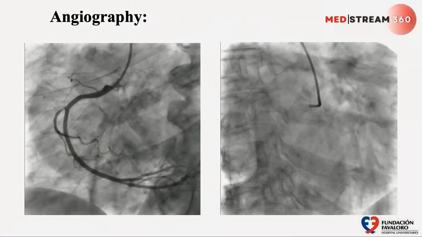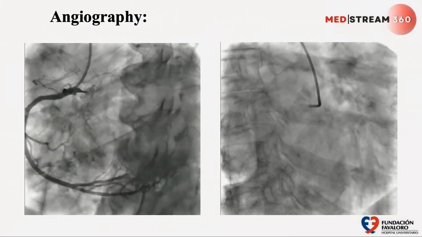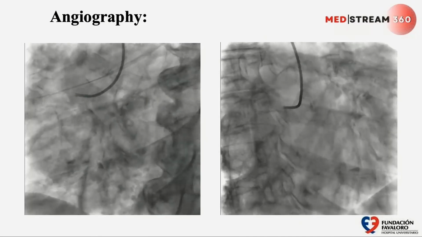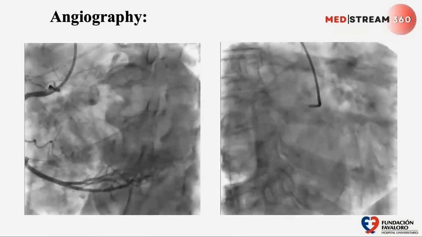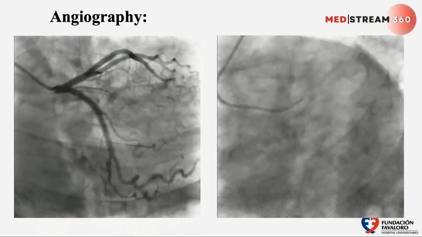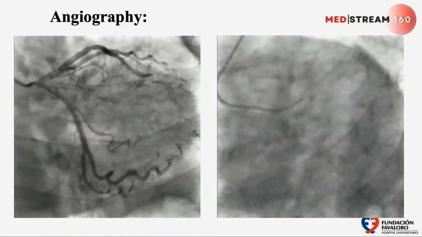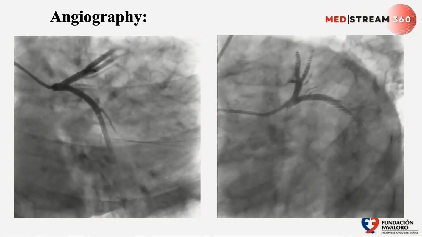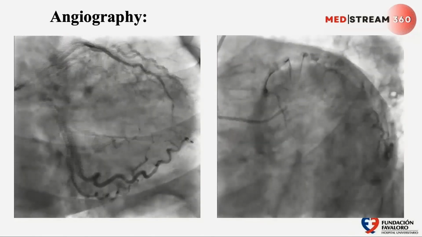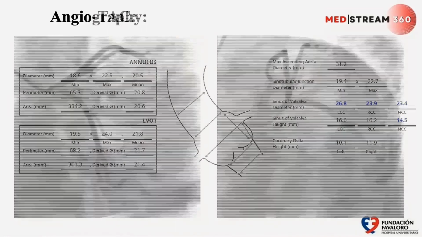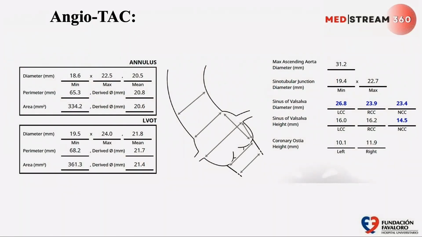As usual, we perform a coronary angiography before the procedure. This is the right coronary artery, which is dominant with no significant lesions. On the left coronary artery, the left main is normal, and also the LAD and the circumflex are big branches without any kind of significant lesions.